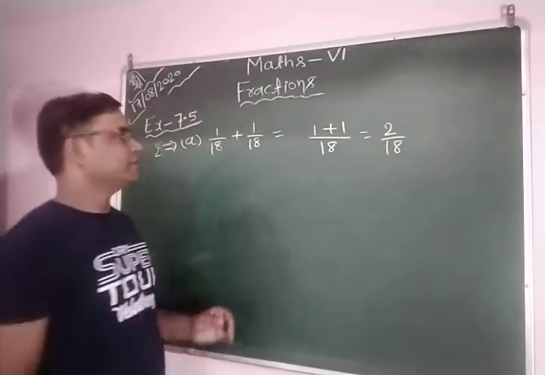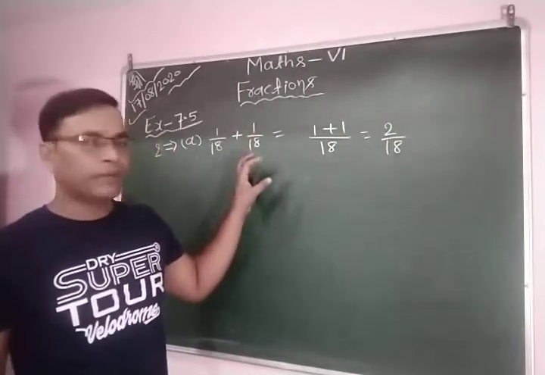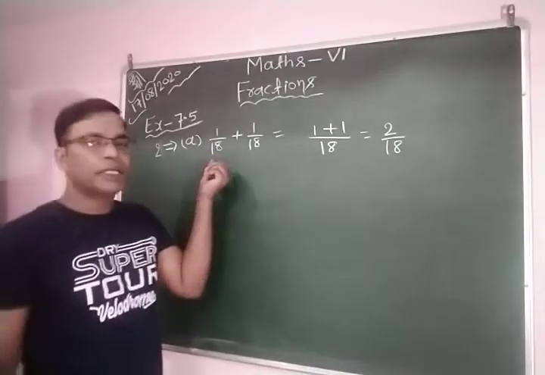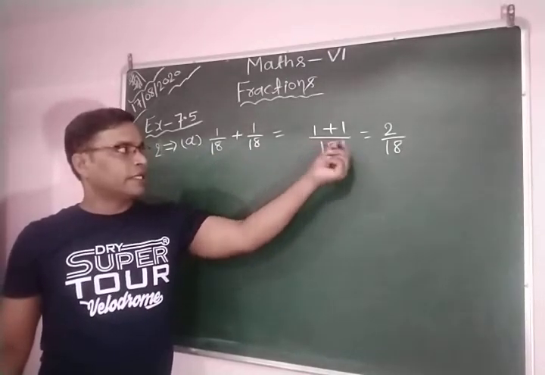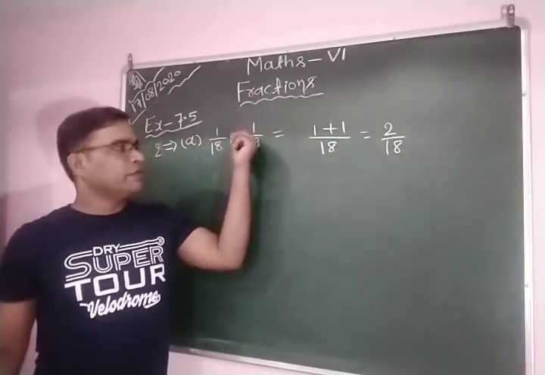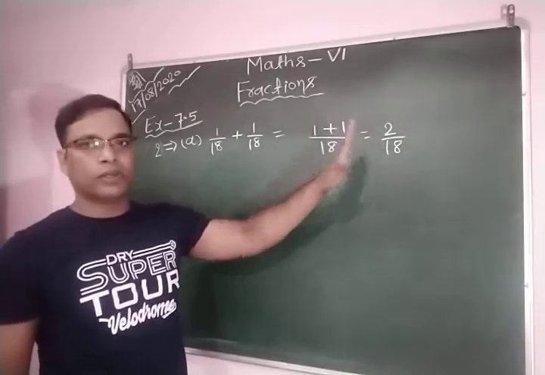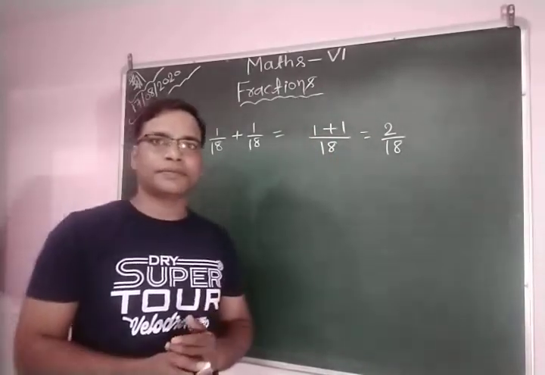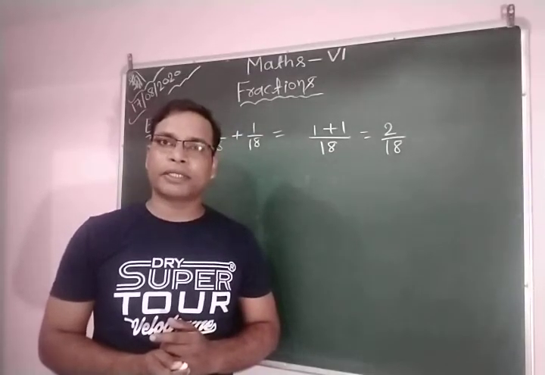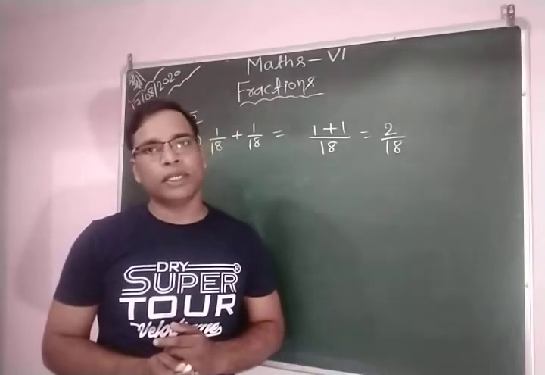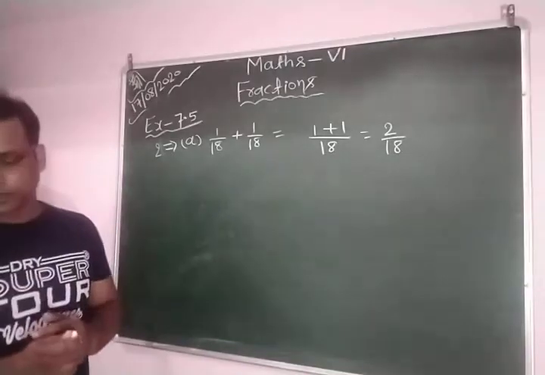Okay, this is the sum of 1 by 18 plus 1 by 18. Here you can see the denominators of both fractions are the same, so we can write 18 here, and after this we add the numerators. 1 plus 1 is equal to 2. Okay, so you can say if the denominators of fractions are the same, then you can add only the numerators. Okay, so let's see the next part of this question.